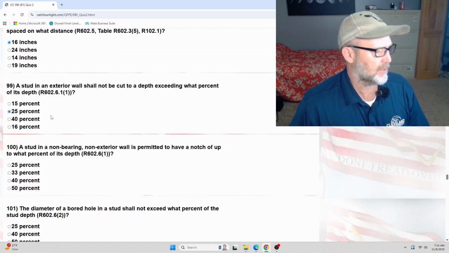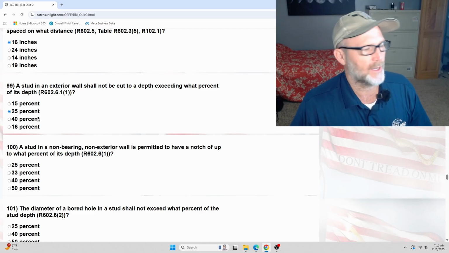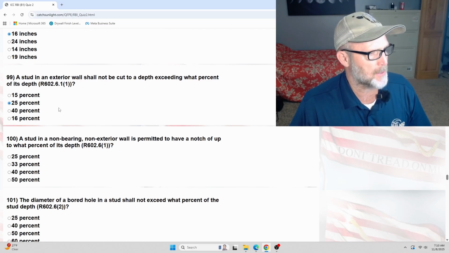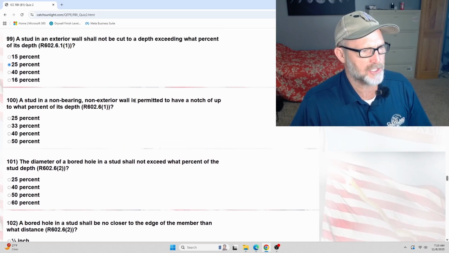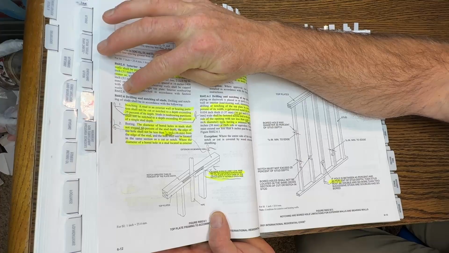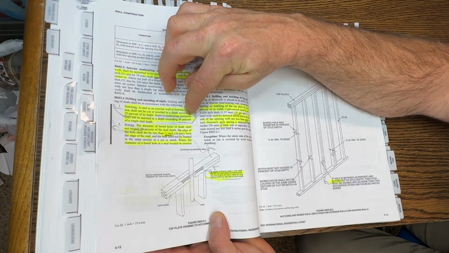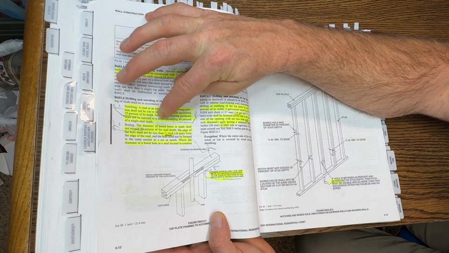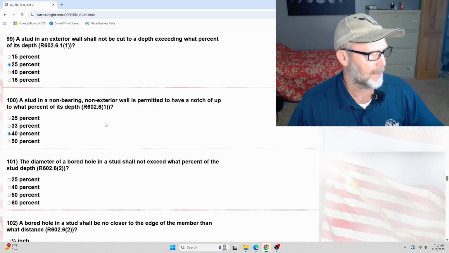I always get confused. I have notes pointing back between the notch section and the hole section, between floor joists and studs. It just helps me navigate the code, so I'd recommend that. But let's go to problem 100. A stud in a non-bearing, non-exterior wall is permitted to have a notch of up to what percent of its depth? R602.6.1(1). Studs in non-bearing partitions shall not be notched to a depth exceeding 40%. So if it's non-bearing, it's 40%.